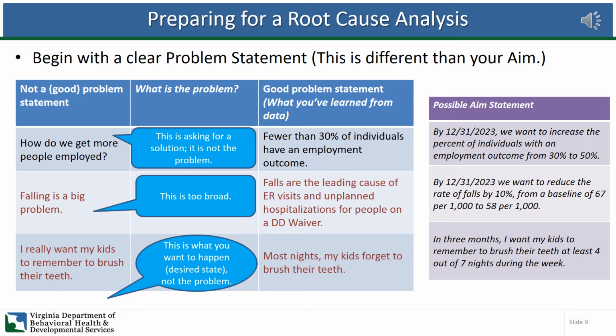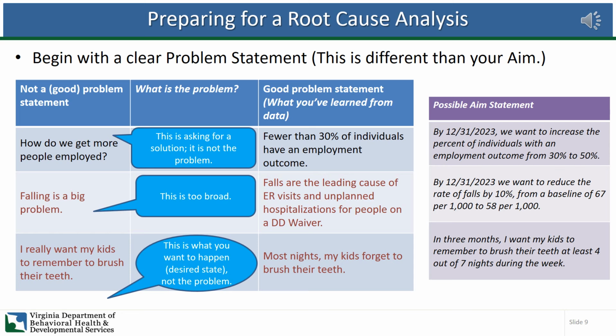It is extremely helpful when you are preparing for your root cause analysis to begin with a clear problem statement. By this point, you likely have an aim statement, but this problem statement is a little different. So here are some examples of maybe some problem statements that are not so good, and then how to get to a better problem statement.